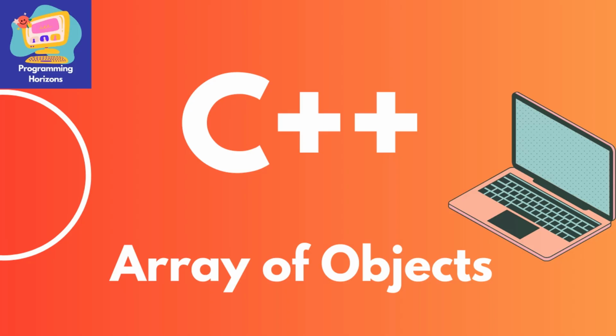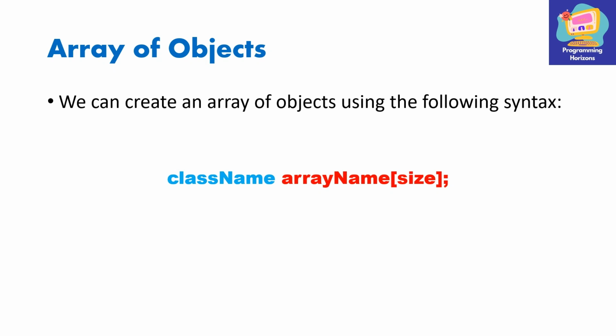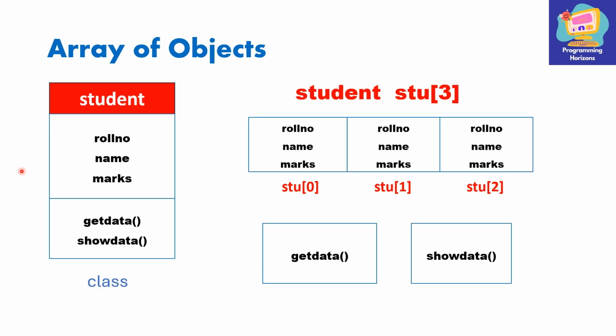Array of objects. We can also create an array of objects using the following syntax. First we mention the class name, then we specify the array name which we are creating for objects, and then we specify the size of this array within a pair of square brackets. Suppose that I want to create an array of objects for my class student, then I can create an array of 3 objects like this.